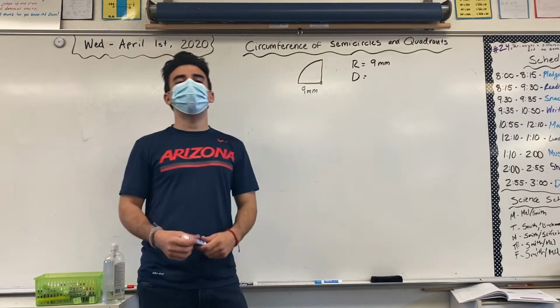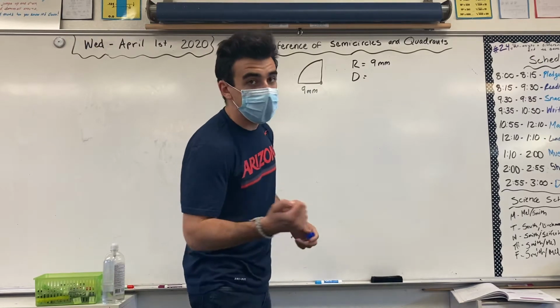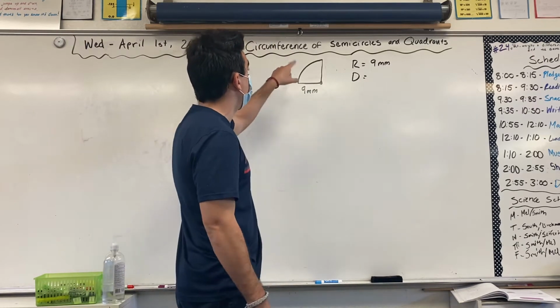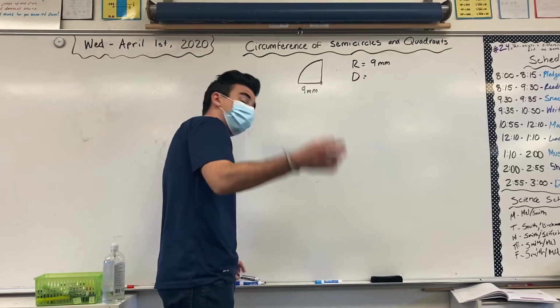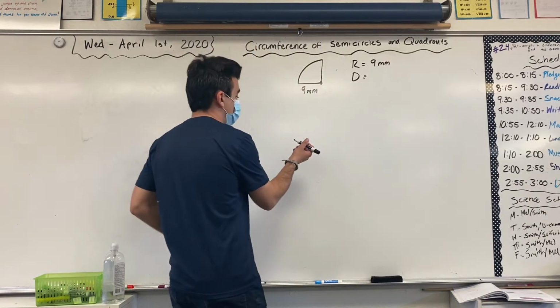Here's our second example for today on Wednesday. We are going to figure out the circumference of a quadrant, except this time, like we did just earlier, we're going to use the 22/7 method. So let's go ahead and begin.